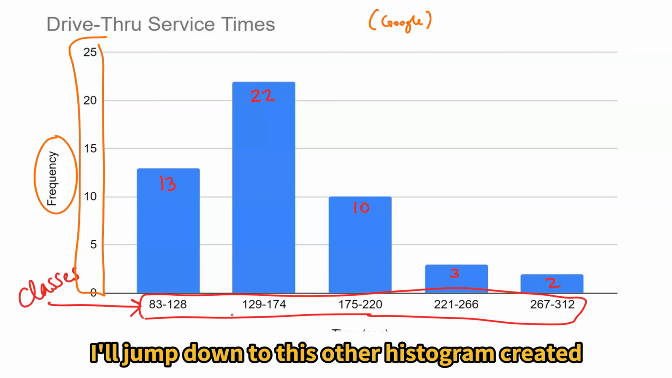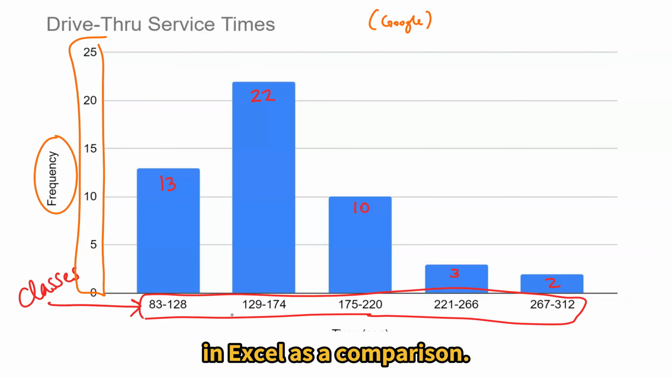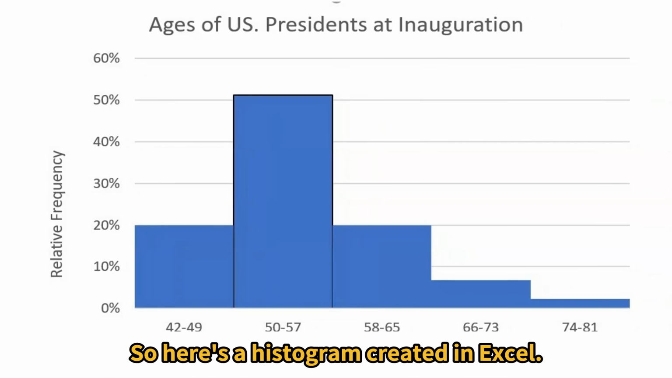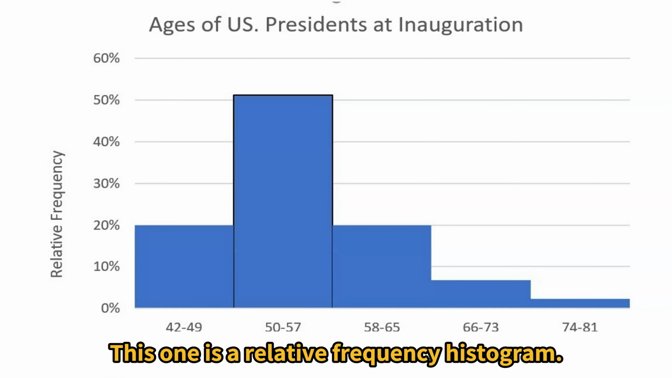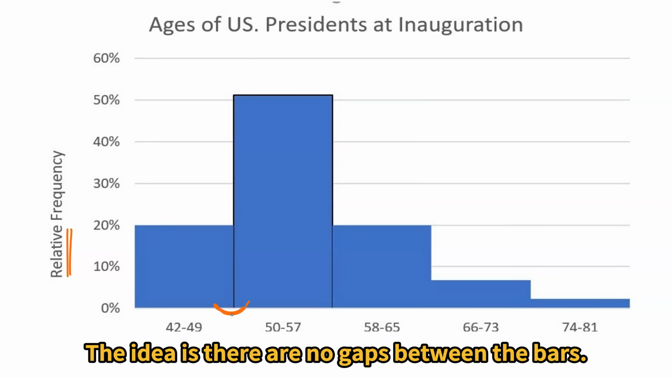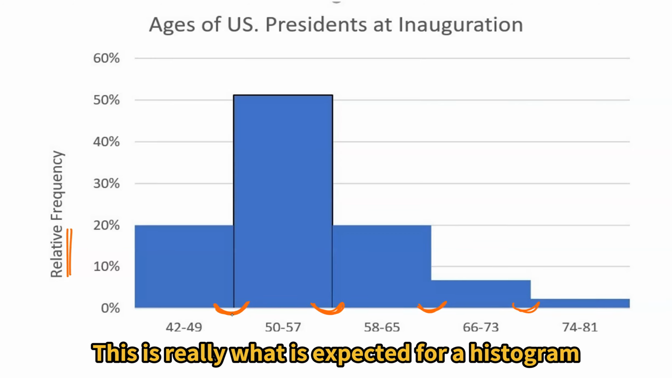I'll jump down to another histogram created in Excel as a comparison. So here's a histogram created in Excel. This one is a relative frequency histogram, but the idea is that there are no gaps between the bars. They are touching. This is really what is expected for a histogram to look like.